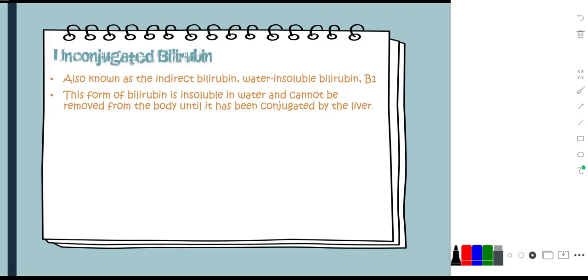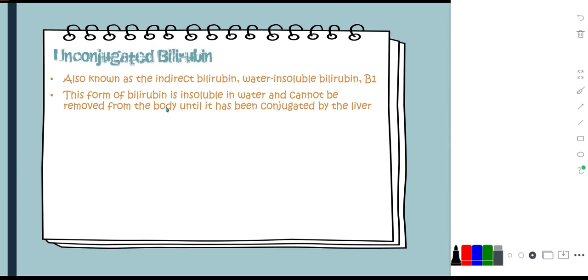As I have mentioned, your unconjugated bilirubin is also known as B1, as the water-insoluble bilirubin, and as the indirect bilirubin. This term, indirect bilirubin, is actually related to its reaction to one of the tests utilized to measure your B1. So later, we will discuss it.